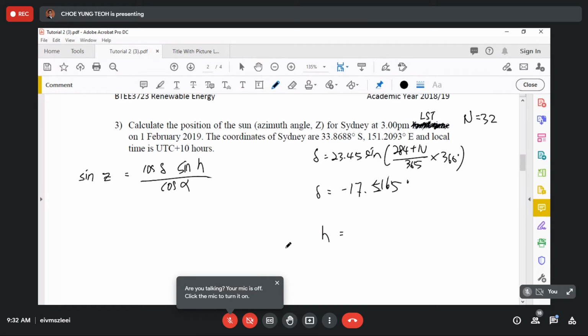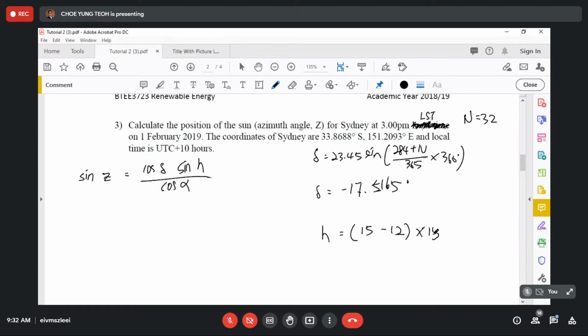Hour angle again, we calculate from the solar time. Just take note, it's not local time, it must be solar time. You only can direct conversion. If it is given local time, then you have to do the conversion from local time to local solar time first before you convert to hour angle. Okay, H is 3 p.m. So I put 15 minus 12 because compared with the solar noon. So I get 45 degrees.